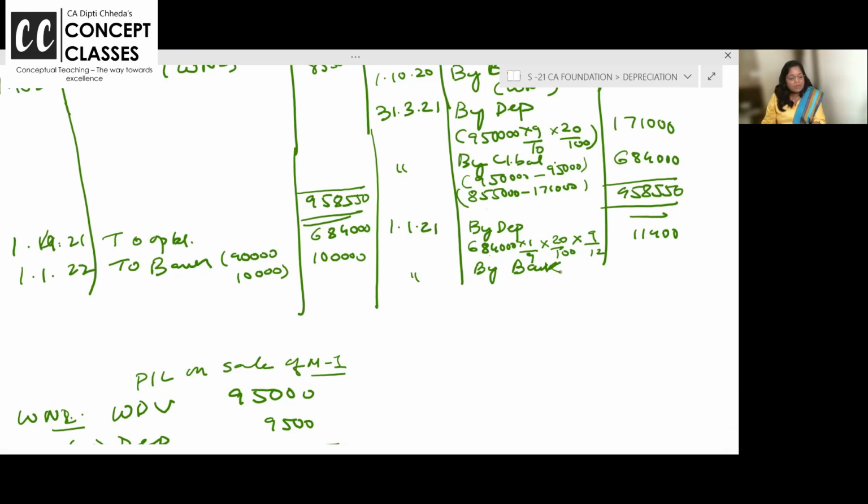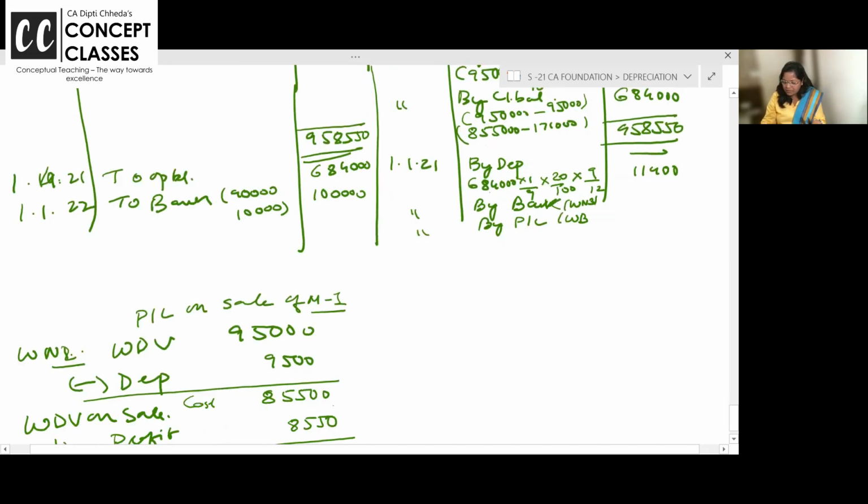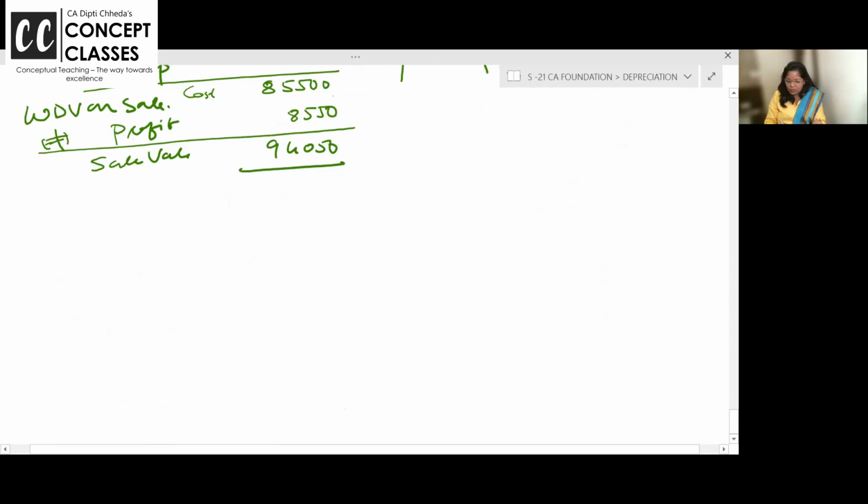साथ में करो, कितने में सेल किया? Again at a loss of 10%. Working note 3. But there is anyhow loss. So I'm writing P&L working note 3. Some space is little less over here, but I'm continuing. If you are also facing the problem, continue on the next page. चलो आ जाओ, working note बनाते हैं. Working note 3.